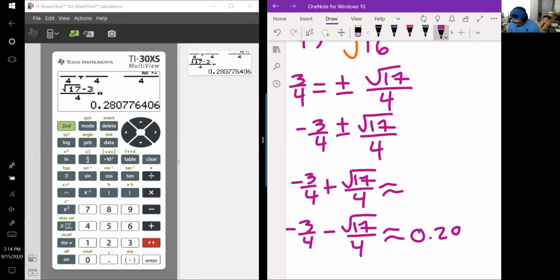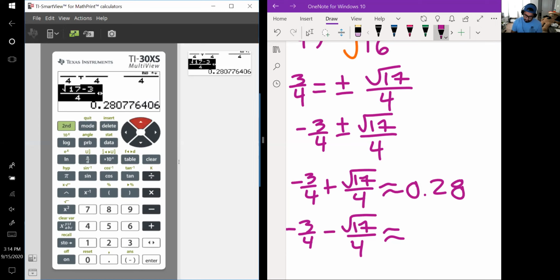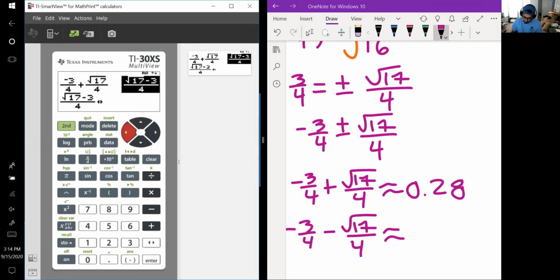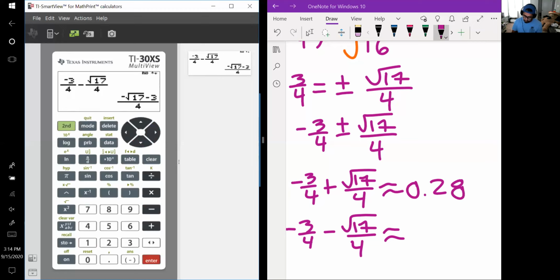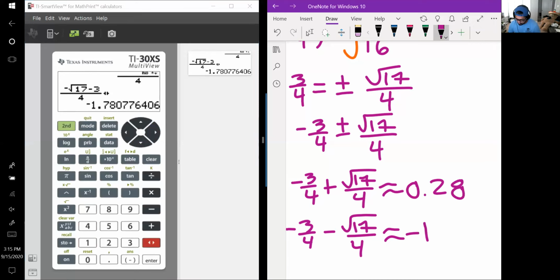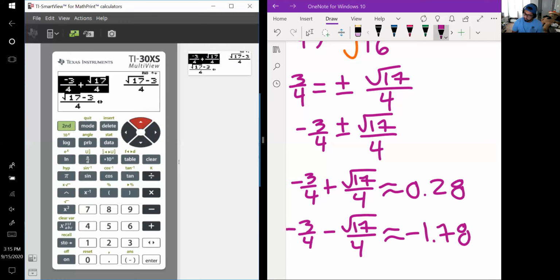0.28. Oops, wrong spot. 0.28. And then, let me go back up. I'll hit enter on that. And then I'm just going to change this to, never mind, I'll just rewrite it all again. Negative 3/4 minus square root 17 over 4. Rewrites it, and double arrow, and negative 1.78. Okay, those are your x-intercepts. Just terrible, I know, but it was worth the process. The calculator process.